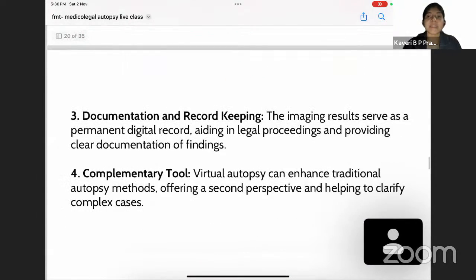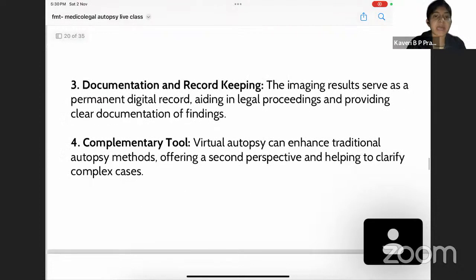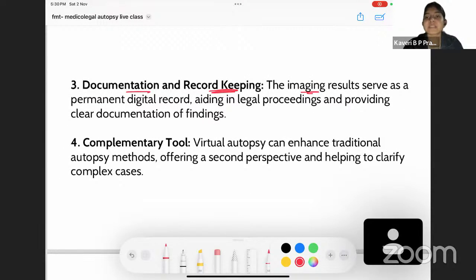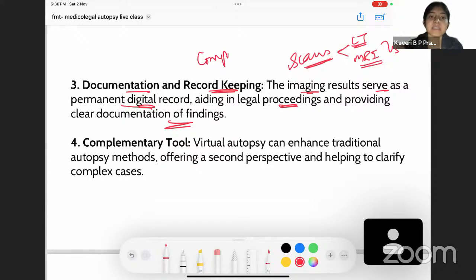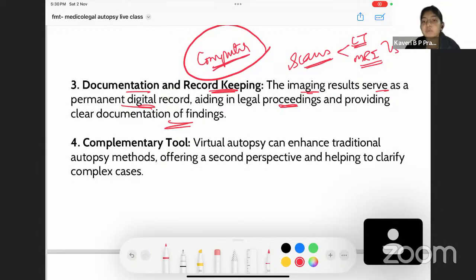Got it? And also it helps you in documentation and record keeping. So how does it help in documentation? The imaging results serve as a permanent digital record, aiding in legal proceedings and providing clear documentation. As I told you, whenever you do the scans, CT or MRI, you have images that are all computerized. So you have this data in the computer, you can preserve it, and you can use it later whenever you go to give evidence, or whenever you have to get back the images to find the cause of death, or if there was any discrepancy. It is going to be a permanent digital documentation.